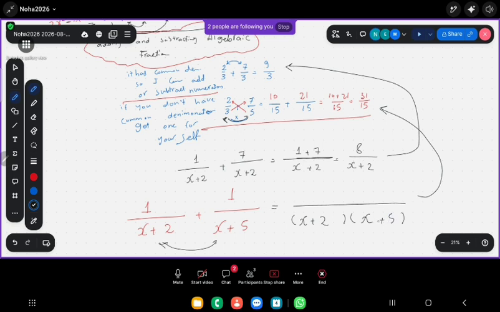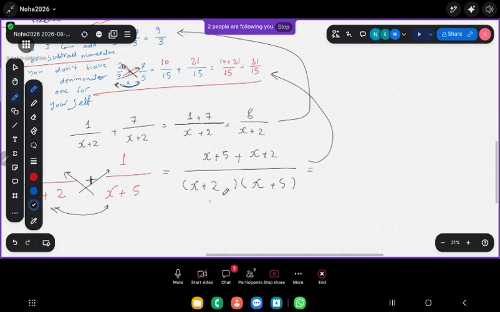Easy? Very easy. And now I have to make cross. 1 multiplied by x plus 5, gonna be x plus 5. And there is x plus 2 multiplied by 1, gonna be x plus 2. What is the sign between them? It was plus, put it plus. Easy? Very easy. Now you have to start to simplify. We have like terms, x and x, so gonna be 2x. We have like terms, 5 and 2, gonna be 7. Over the same denominator, x plus 2, multiplied by x plus 5.